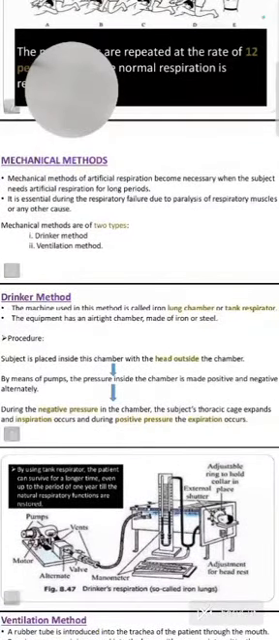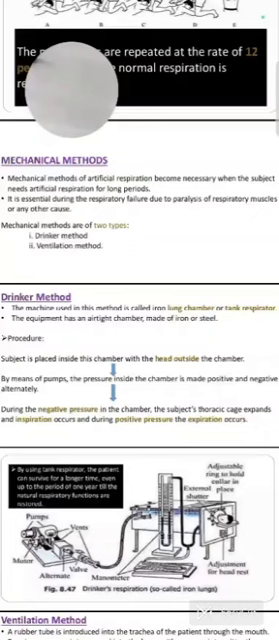The mechanical methods of artificial respiration become necessary when the subject needs artificial respiration for a long period. This is essential during respiratory failure due to paralysis of respiratory muscles or any other cause. Mechanical methods are of two types. One is the Drinker method and another one is the ventilation method. The machine used in the Drinker method is called the iron lung chamber or the tank respirator.